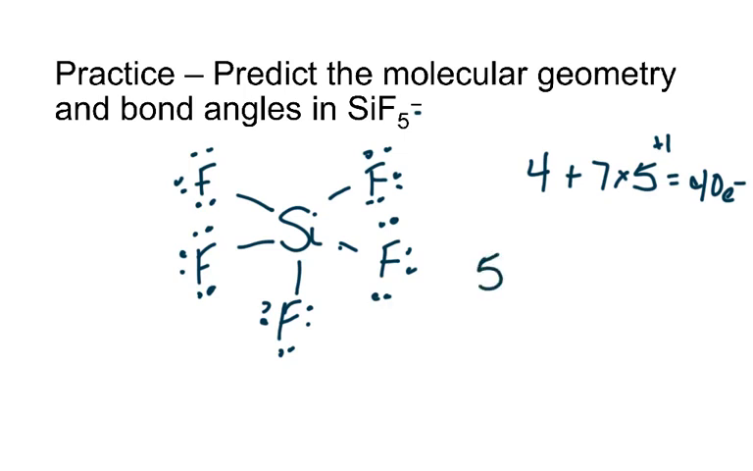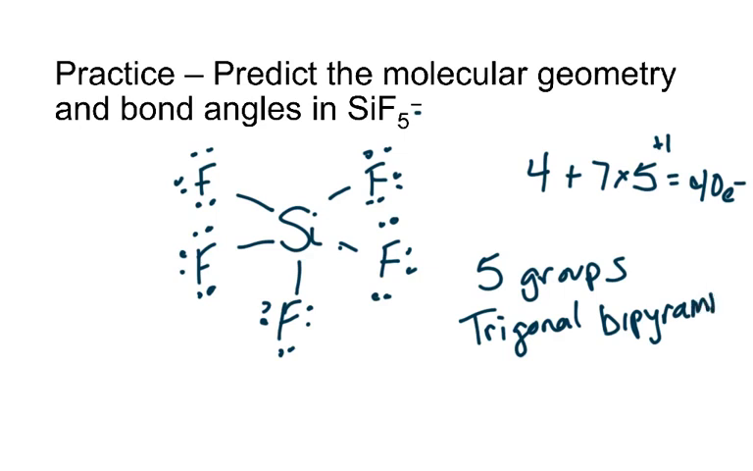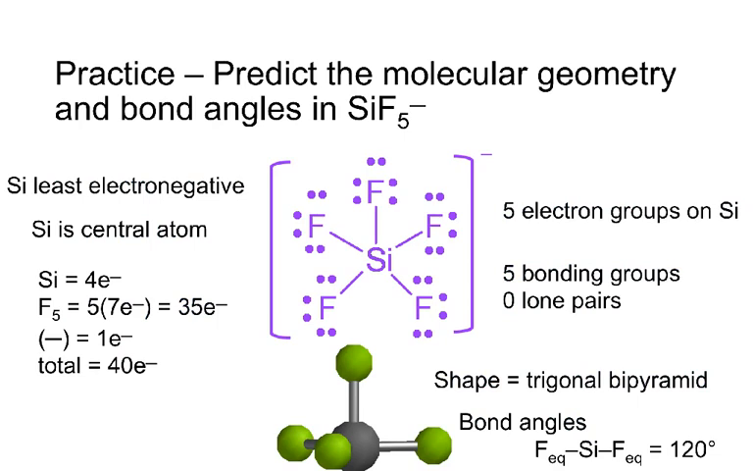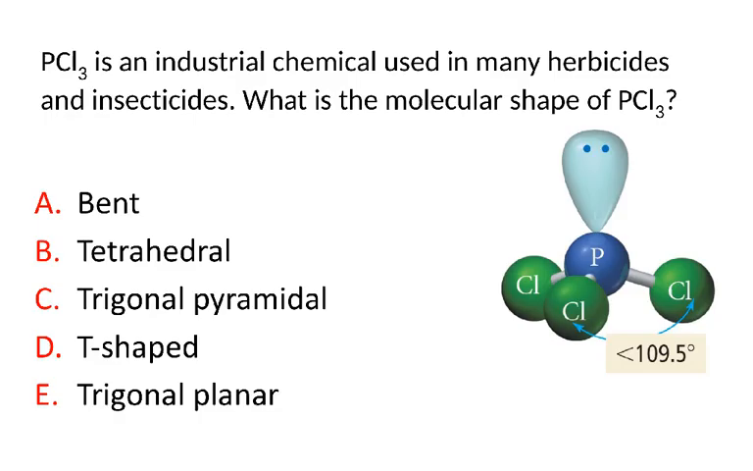So I have 5 groups. All are bonds. And so that gets me my trigonal bipyramidal structure, which has 120 degrees for my equatorial and 90 degrees for my axial positions. So there's what that looks like.